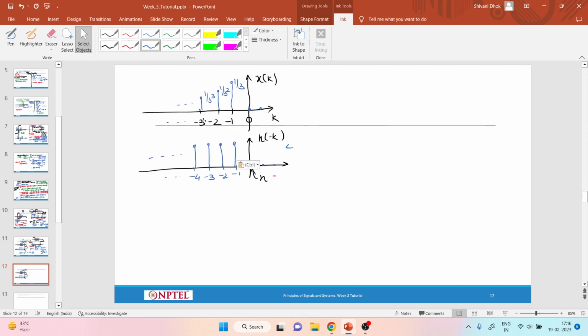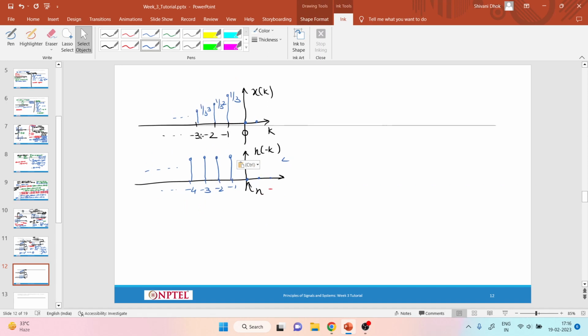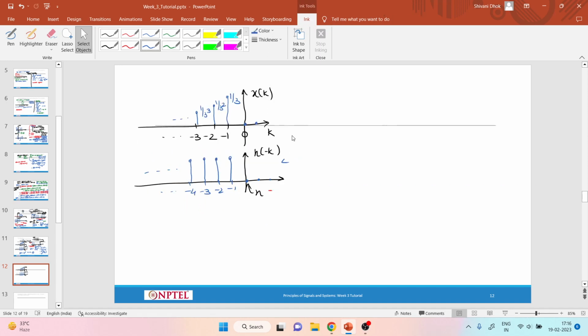Okay, so this is what I am having. This is my x of k and this is x of minus k, and the case that I will be looking at now is n greater than or equal to 0. So if my n is greater than or equal to 0, that is this region. This region I am shifting rightwards. So what I'll get is something like this. So let's say this is my 0, this is 1, this is 2, and so on, and this is my n, and this is n minus 1.